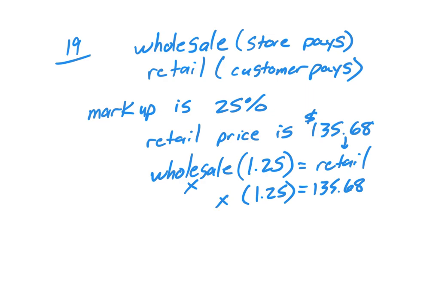Should my number be bigger or smaller than 135.68? Should be smaller, right? Because we're talking wholesale. What did the bookstore pay for that book? What do we get? Anybody got a calculator? Okay. $108.54.